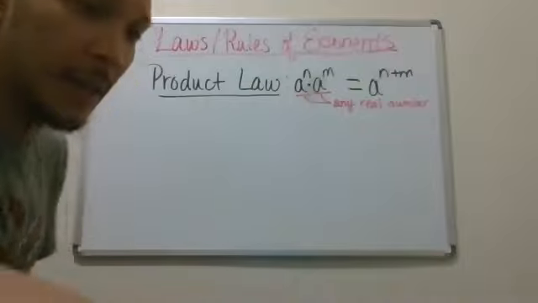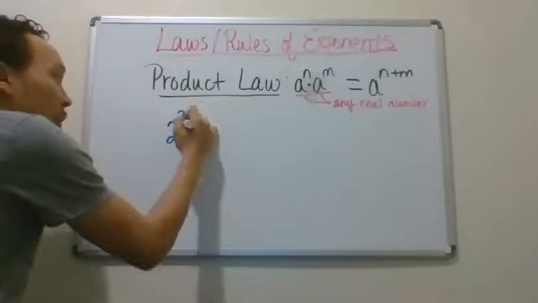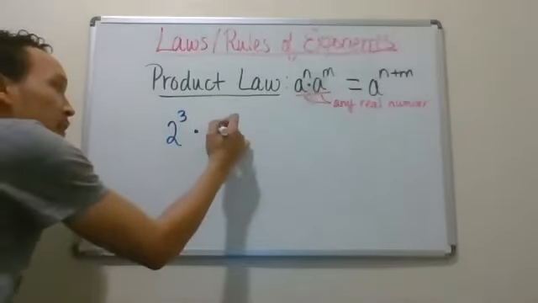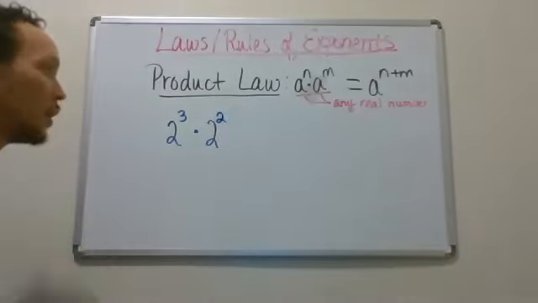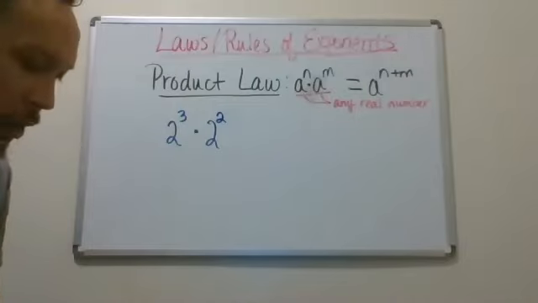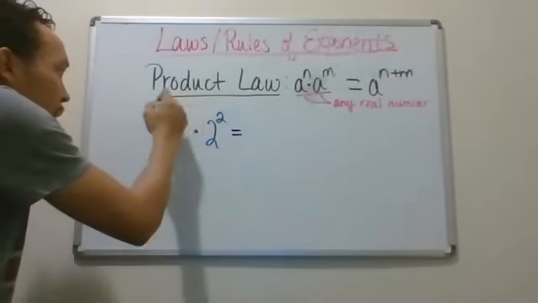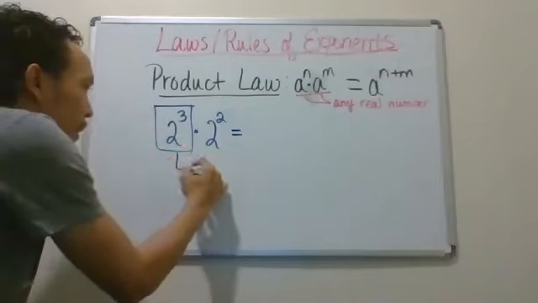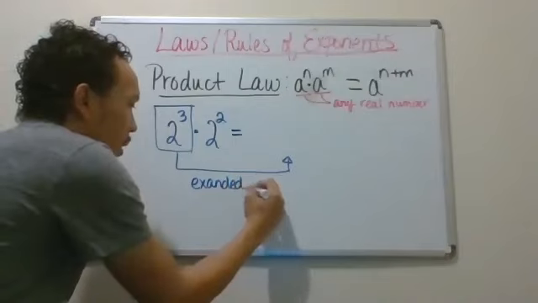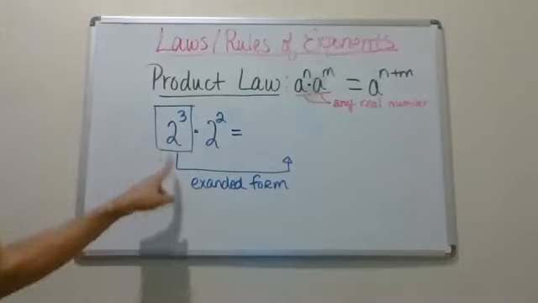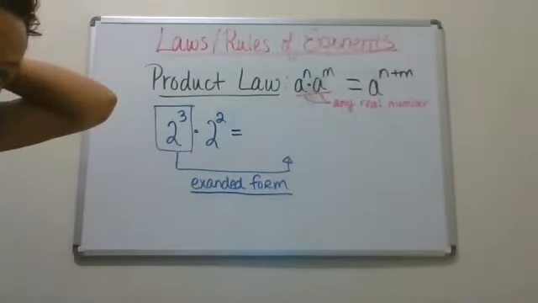Let's look at an example really quick. Let's say we have 2 raised to the 3rd power, and we're going to multiply this by 2 raised to the 2nd power. What we're now going to do is break this apart. I'm going to first expand my exponent, which we call expanded form.